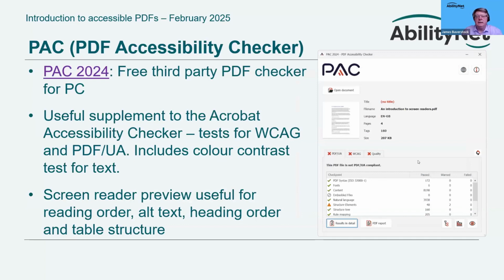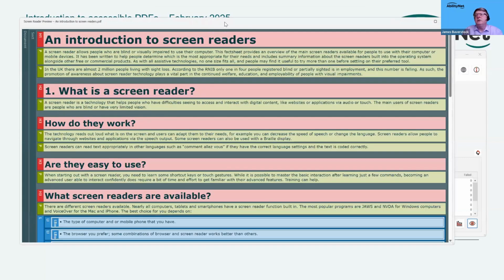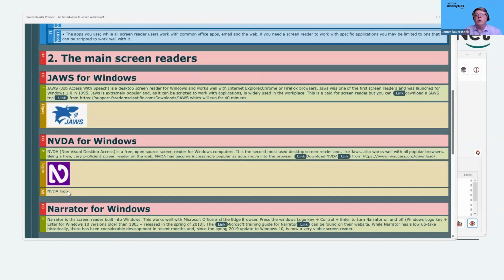Another feature I'd highlight as being really useful is the screen reader preview option within PAC, which you can get to if you click on this little eye icon. And what this does is it takes your PDF document and it tries to show it to you kind of as a web page, but it highlights what the headings are in the document. It highlights what your alt text is for your images.